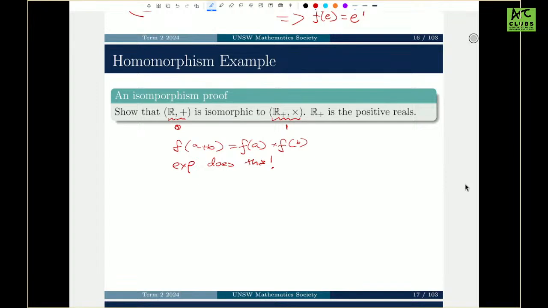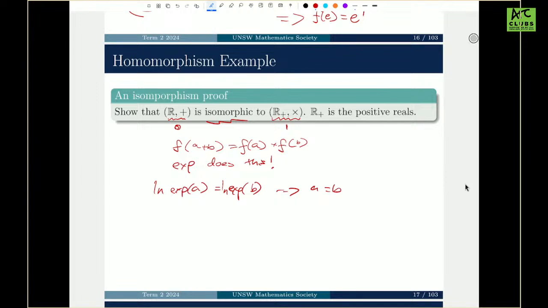So now to show isomorphism, we just need to show that this exponential function of ours is hopefully injective and surjective. Okay, for injectivity, suppose e to the a equals e to the b. We need to show that this implies that a equals b. And it's really simple, just apply ln to both sides. So that's how we get injectivity.